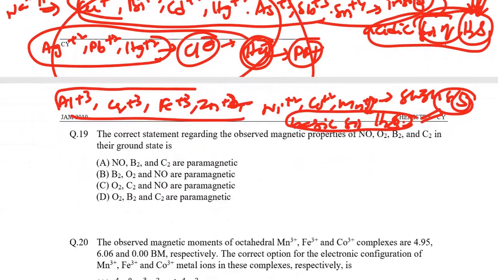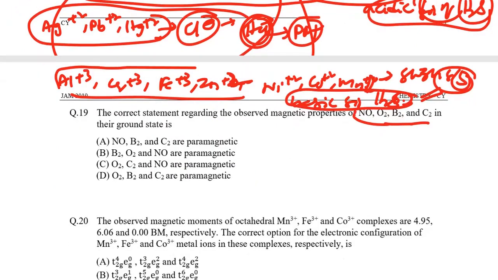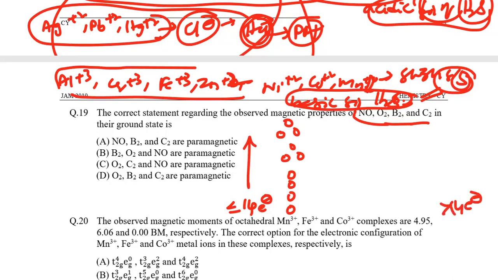And next question here: the correct statement regarding the observed magnetic properties of NO, O2, B2 and C2 in their ground state is. Okay, right. To give the answer for this problem, we need to look at the molecular orbital diagram, MOT. We know that for 14 or fewer electron species, we can use this kind of molecular orbital diagram, whereas for more than 14 electrons we can use this one.